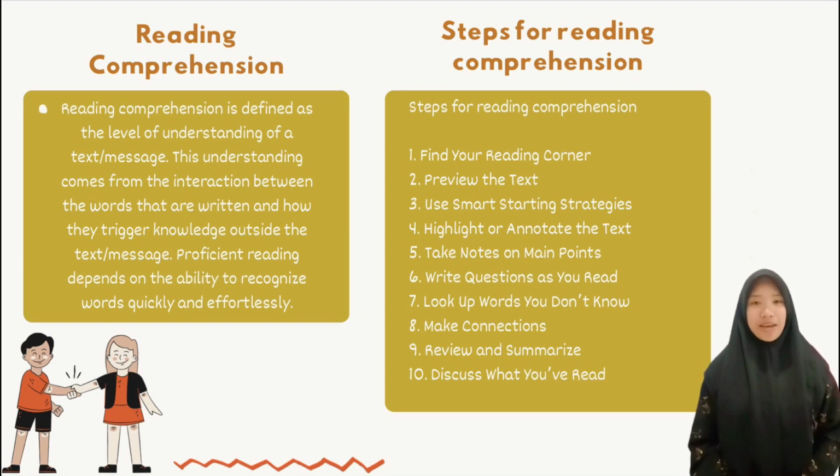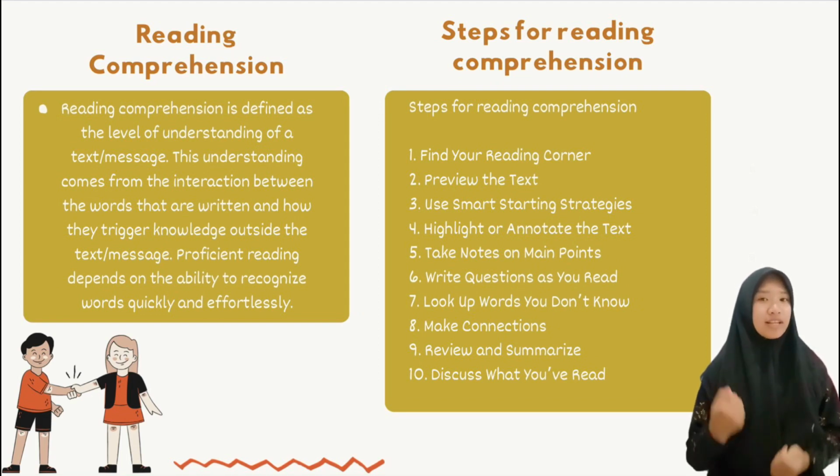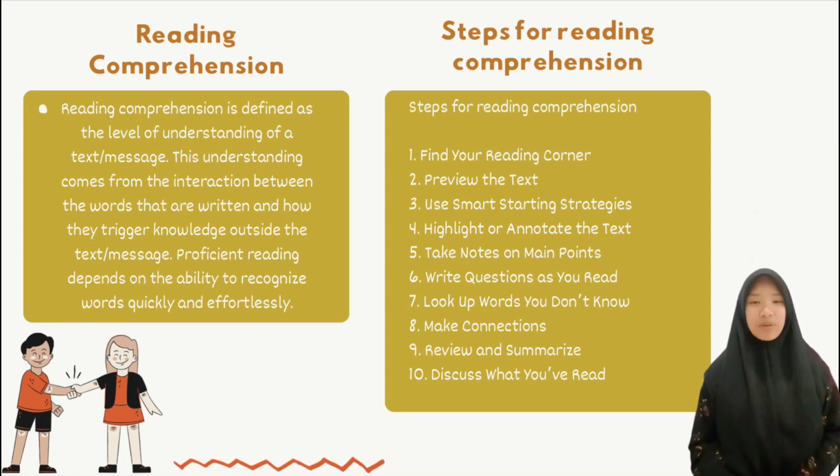Proficient reading depends on the ability to recognize words quickly and effortlessly. So, active reading allows students to remain engaged in the text by using strategies such as read aloud or think aloud, clarifying, summarizing, highlighting, and making predictions. By using strategies, students will stay focused on what they are reading and increase their ability to comprehend the material.